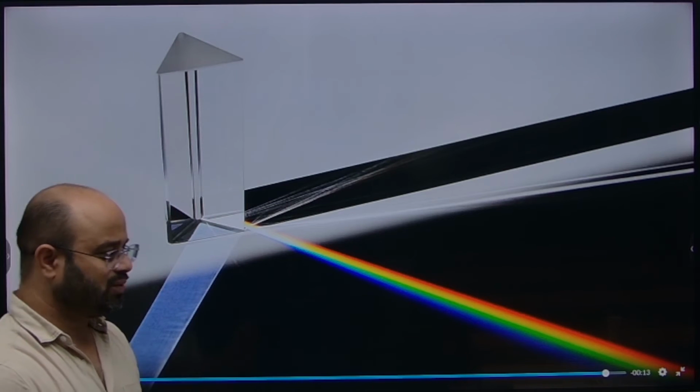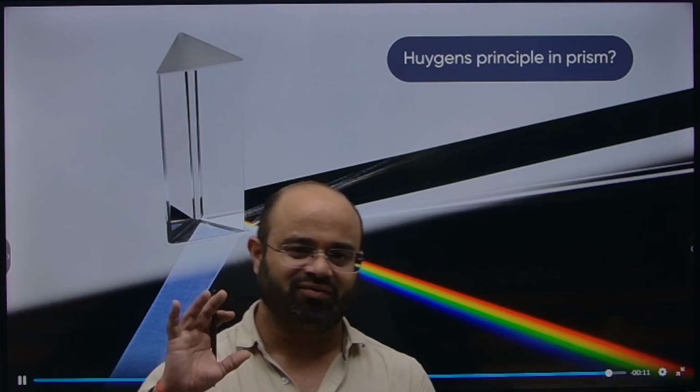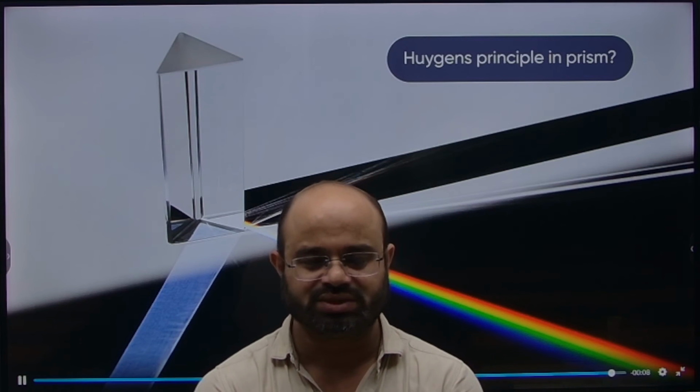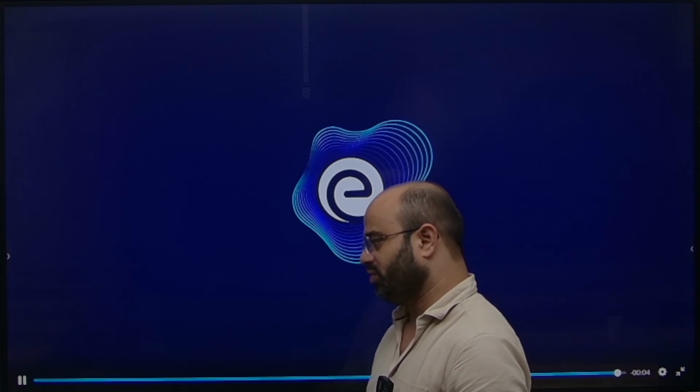So this is today's lecture, in which we saw with the help of an animation how the sources produce energy and propagate the light energy with the help of wavefronts.